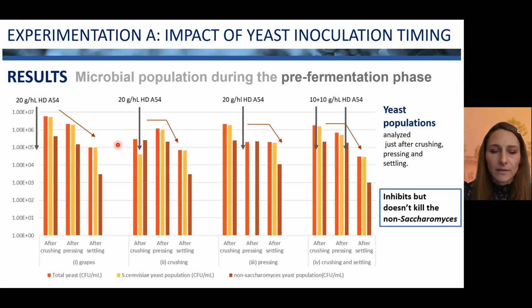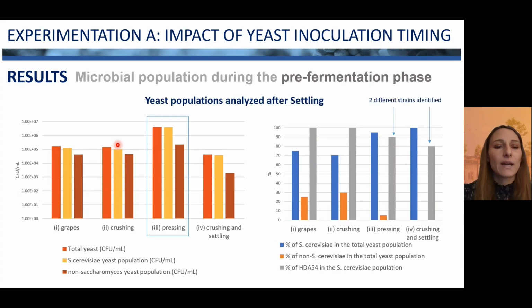What we observe here is that when we add 20 grams per hectoliter of the HDA54 Saccharomyces cerevisiae yeast, we see with time a decline of all strains, but specifically the non-Saccharomyces strains. So we can see that it inhibits, but doesn't kill, the non-Saccharomyces. Here we have a focus specifically after settling. This was done a little bit later than in the previous slide, of the population in the 4 scenarios.